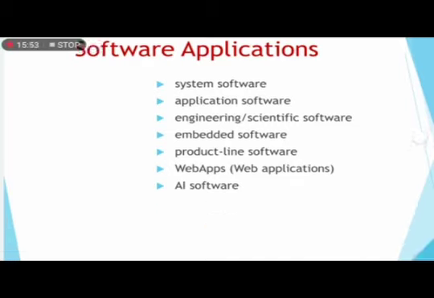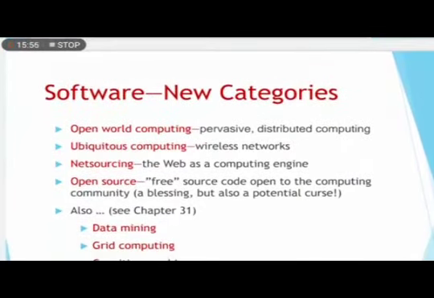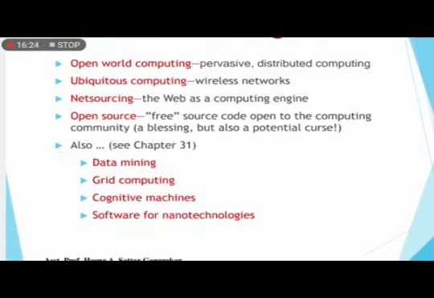Now, next one is some new categories of software. We will see this. The software is open world computing such as pervasive or distributed computing, and software could be ubiquitous computing, that is a wireless network. It could be net sourcing, the web as a computing engine, open source such as free source code open to the computing community, and such as we will see data mining, grid computing, cognitive machines, and software for nanotechnologies.